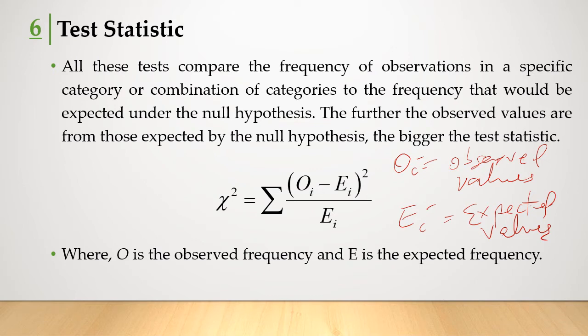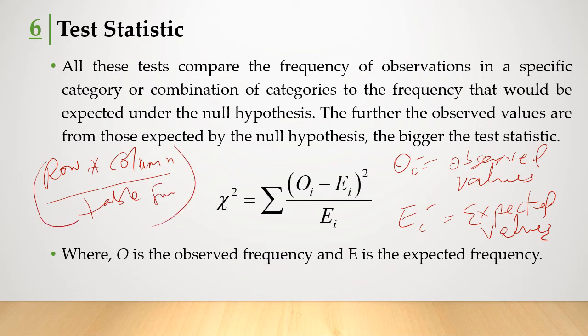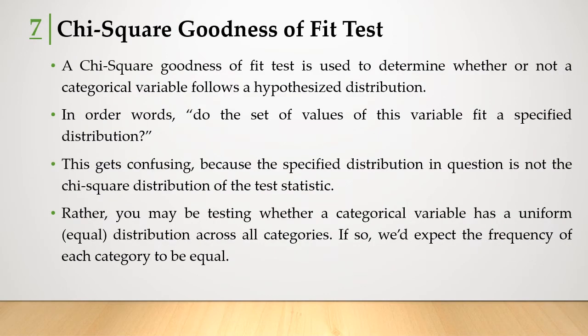And the expected values are gotten from the row sum multiplied by column sum, all over the table sum. This is how we calculate the expected values for each of the cells. All right, so let's move on.